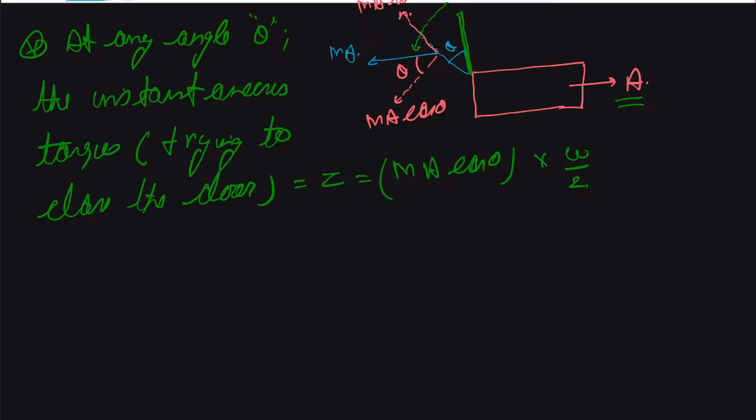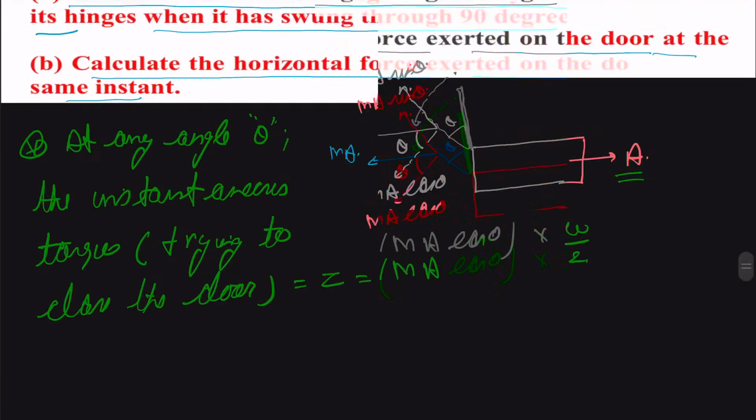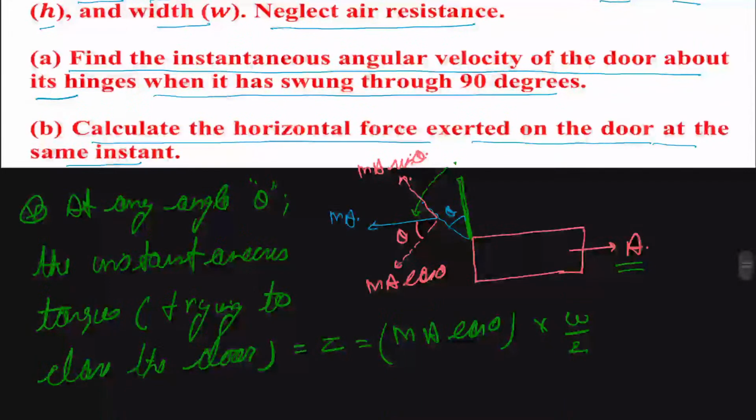Now we can use the work energy relationship, because we are supposed to find out the angular velocity. So finally it states that the door is swung through 90 degrees. So it means if it swings through 90 degrees, this door will be closed completely. So at this position theta is equal to 0, and at this position our theta will be equal to 90 degrees. So when it is completely open, theta is equal to 0. When it is completely closed, theta will be equal to 90 degrees.